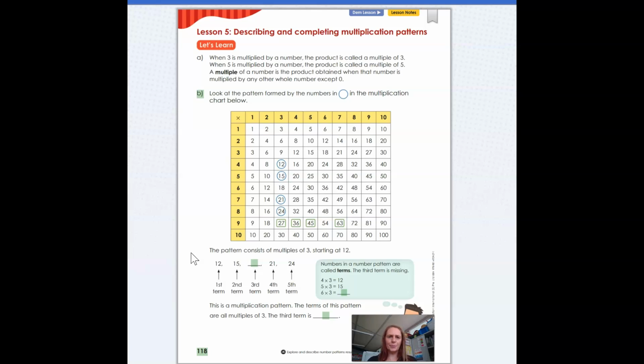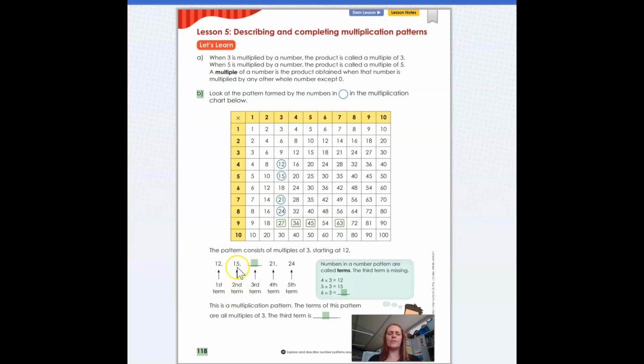So remember, the multiple is the product. And I understand if you're finding it hard to grasp the new language, but just keep on practicing and it will eventually make sense, okay? So here, we've got the first term is 12. 12 is a multiple of 3. 3 times 4 equals 12.